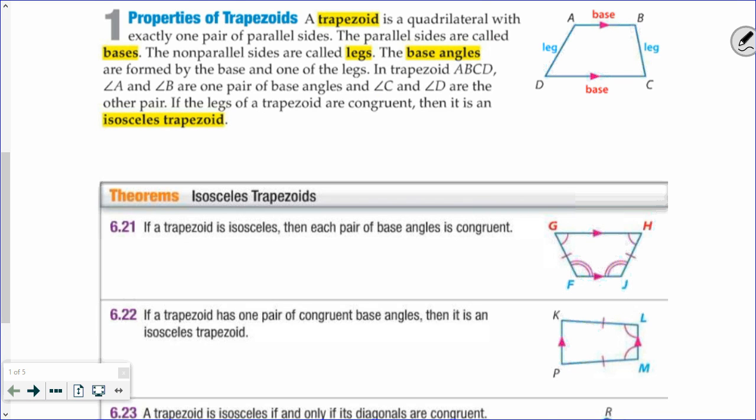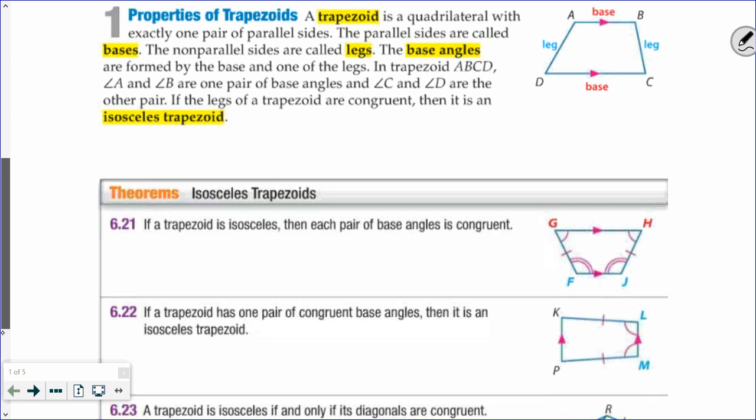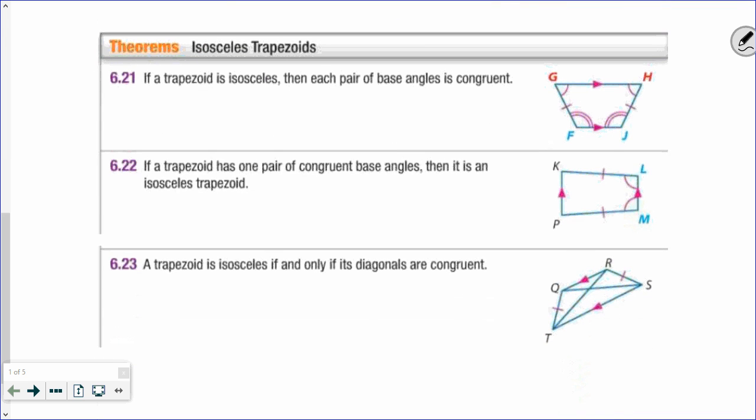Okay, in trapezoid ABCD, A and B are one pair of base angles. C and D are the other pair. If the legs of a trapezoid are congruent, then it is an isosceles trapezoid. So if the legs are congruent, we call it an isosceles trapezoid. So theorems. These theorems apply to isosceles trapezoids.